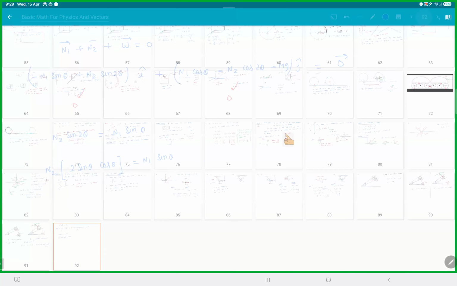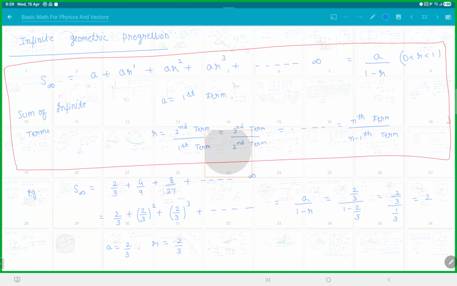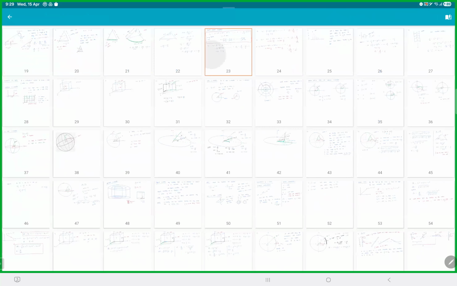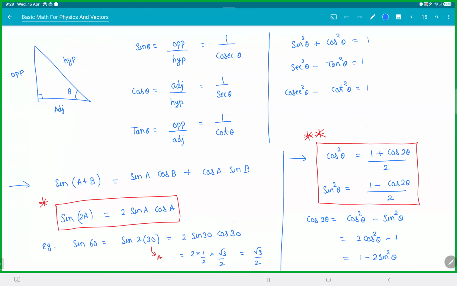Where did we get this from? Remember this formula? Sine 2a, 2 sine a cos a. You're getting it. Things will keep going front and back. You need to remember your stuff.